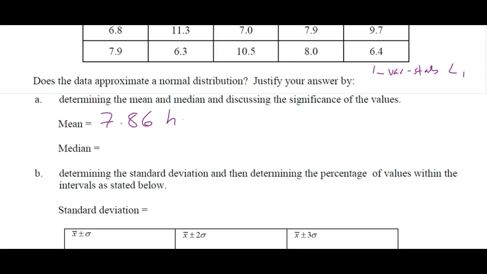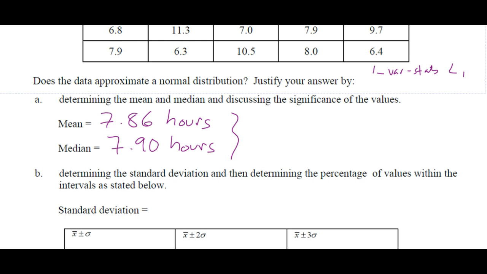7.86, okay? Now, it's in hours, right? Because this table chart's in hours. And what do we get for a median? 7.90? Okay, so how many data entries are there? 1, 2, 3, 4, 6. So like 30 of them, right?